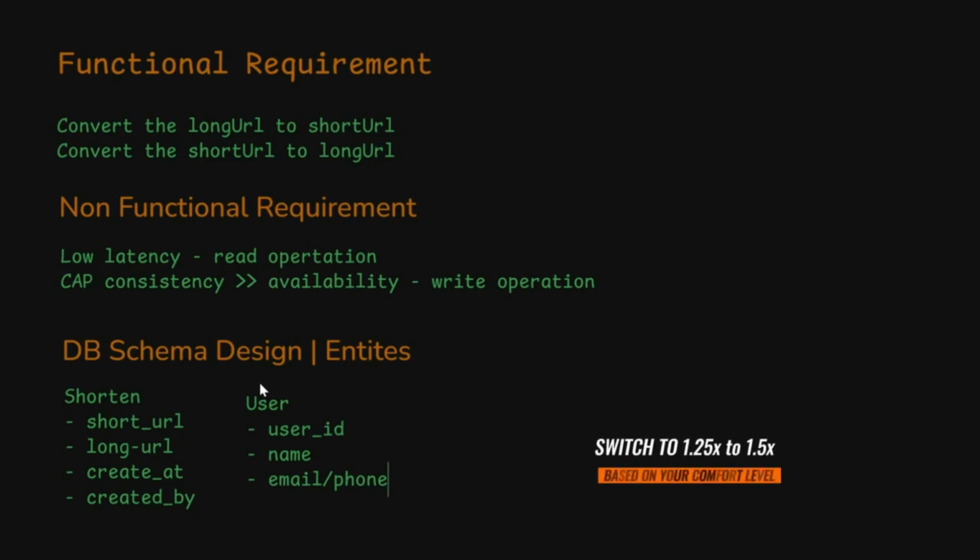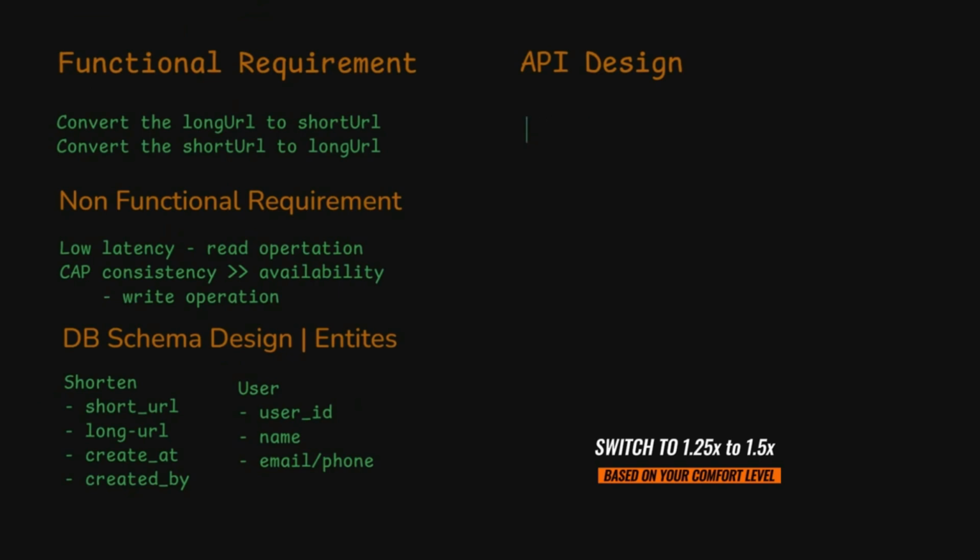Let's get into the next step, which is API designing. Looking at the core functional requirement of the system, converting long URL to short URL. This is basically a write operation, when one user is trying to generate the short URL out of the long URL, and that category of the users can send those short URLs to their customers. This requirement belongs to that category of the users who are generating the short URLs.